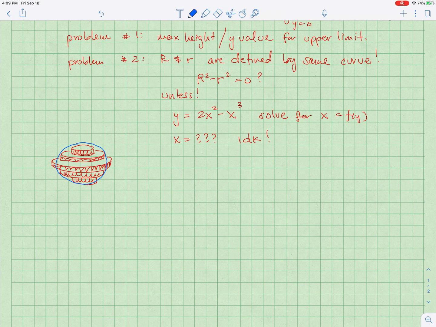So there we're using layers of discs or washers to approximate the volume. Now that technique was section 5.2.